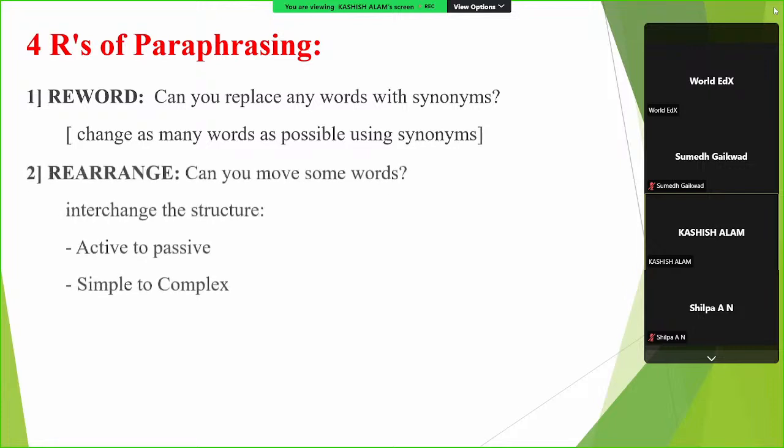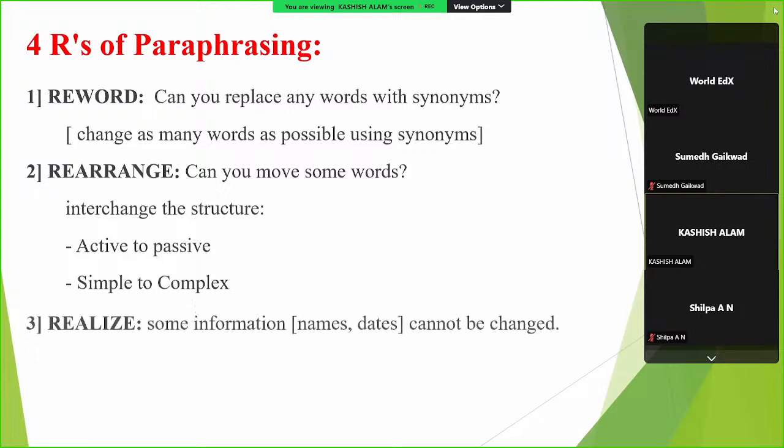Second, rearrange. Now, once you figure out the synonyms for the words of the original text, think of, can you move some words? Can you change it from an active sentence to a passive sentence? Can you convert the given simple statement to a complex statement or not? Try working on interchanging the structure. This is going to give more clarity to your paraphrased text, specifically in the writing section.